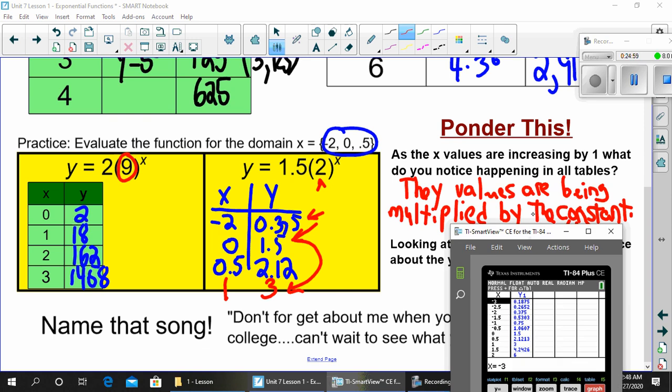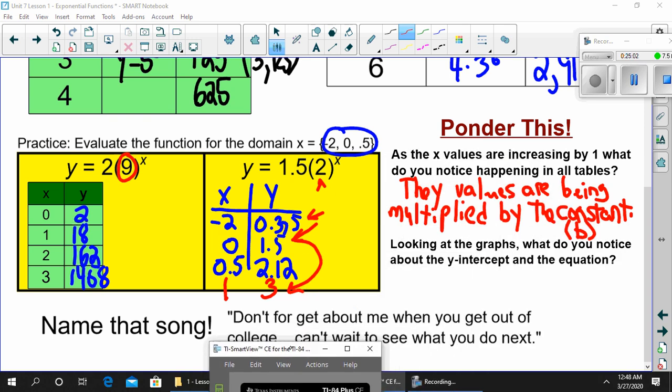We're just going over how to read them. So it says, looking at the graphs, what do you notice about the y-intercepts in the equation? Remember, the y-intercept is the non-zero constant being multiplied in the beginning of the equation. So this is the y-intercept. This is the y-intercept. So you're writing down the y-intercept. It's just the first number.